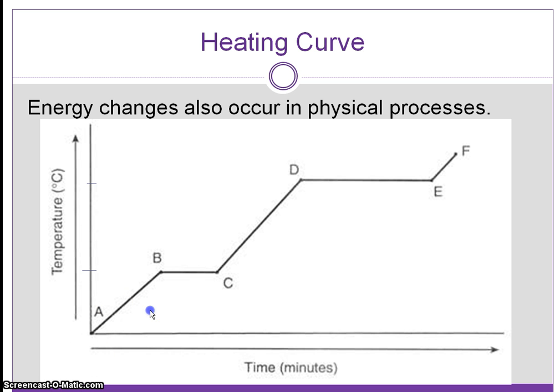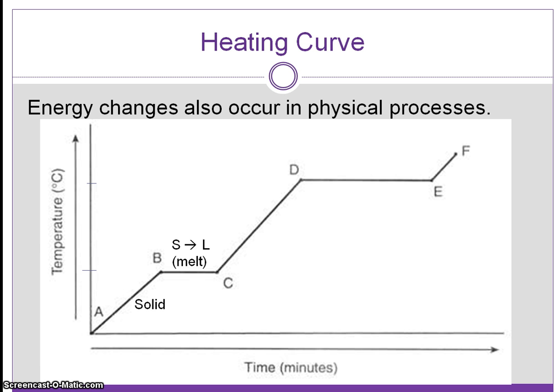phase change. So what happens here is you start with a solid that's really cold, and you can heat that solid up until it reaches the melting point, which happens right here at letter B. At this temperature, right here at B, you still have 100% solid, but it's at the melting point. So if you keep putting energy into it, what's going to happen is it's going to turn into a liquid.